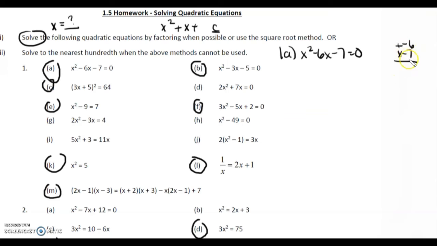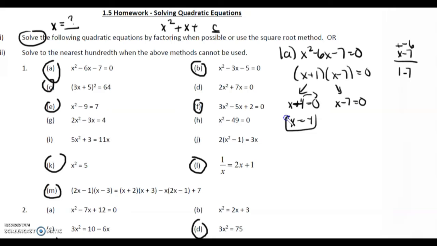When I'm thinking, the only factors of 7 are 1 and 7 because it's a prime number. But that's okay. 1 and 7 subtract to 6. So -7. So x plus 1, x minus 7. Those are the two factors. In order to solve, we set each of these brackets equal to 0. So we get x plus 1 equals 0, and x minus 7 equals 0. We bring this over, x equals -1, and x equals 7. So that's a factoring technique.